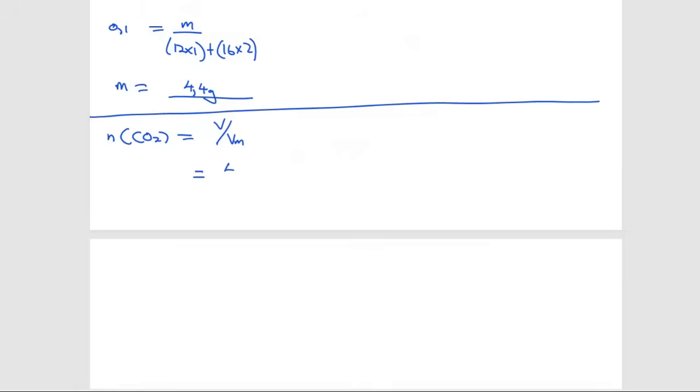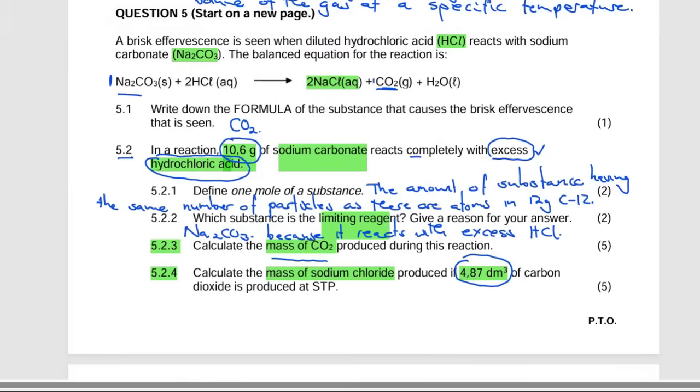Therefore, I'm going to say 4,87, right? All over the molar gas volume. So the molar gas volume is a constant, right? You find it on your data sheet there, which is 22,4. Therefore, I'm going to get a value of what? So it's 4,87 divided by 22,4. I'm going to get a value of 0,217. Then I'm going to say moles, right? So take note there. We're starting with this one so that we can use the mole relationship, right?